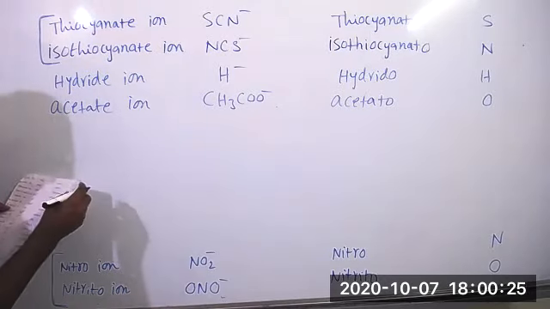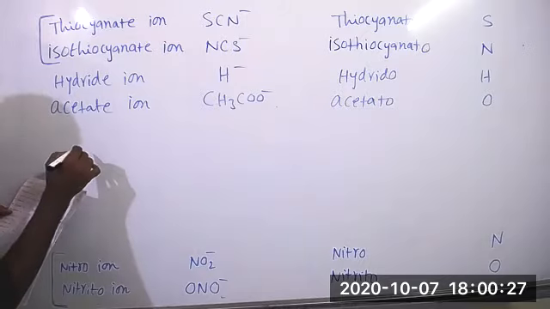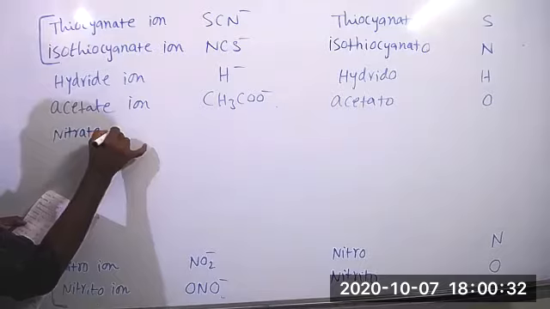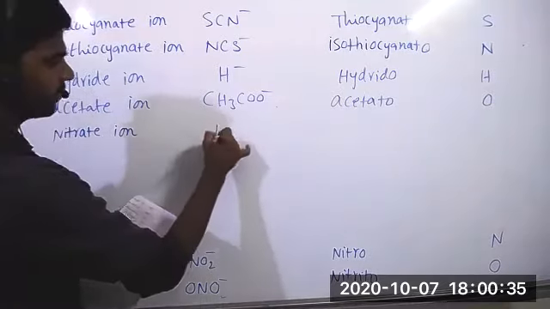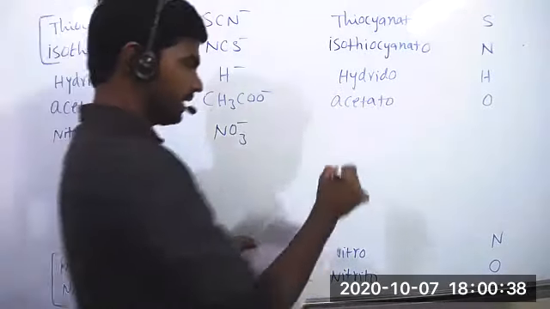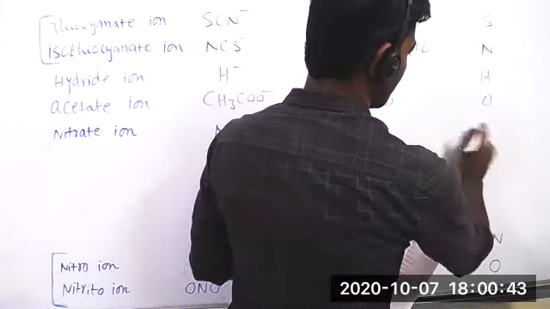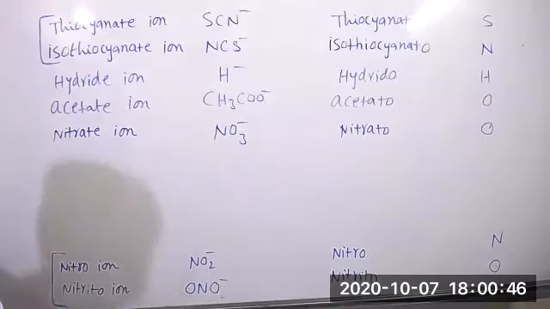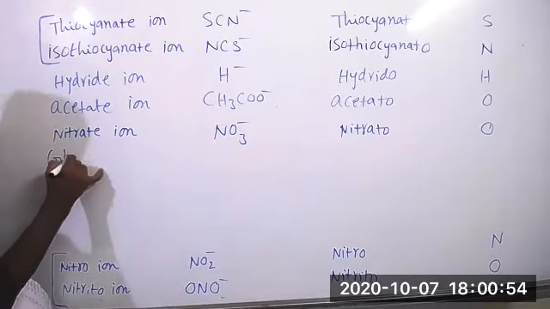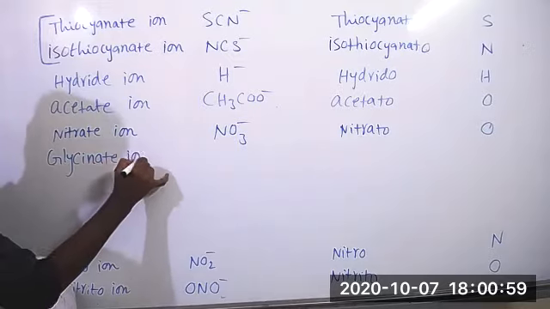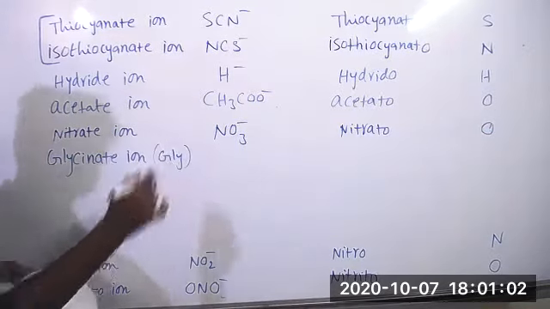Next, nitrate ion, NO3 minus, nitrato. So oxygen. And glycinate. So shortcut we are writing GLY, glycine.